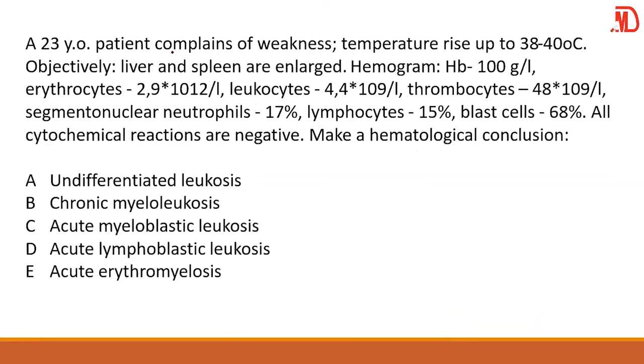A 23-year-old patient complained of weakness. Temperature is 38 to 40, sorry. The liver and the spleen are enlarged. Hemoglobin is 100. Erythrocytes 2.9. Leukocytes 4.4. Thrombocytes 48. That's quite low anyway. Then we have band neutrophils 17, lymphocytes 15. Guys, look at something here.